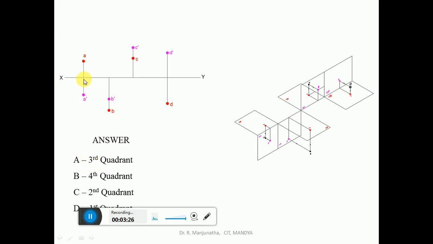Similarly, consider any distance with respect to the projector A and draw a vertical projector. Since he says in point capital B the front and top view is below xy line, obviously B dash and B can be any distance with respect to the xy line. This lies in fourth quadrant, because in fourth quadrant both VP and HP will be below xy line, so B dash and B will be below xy line. So B lies in fourth quadrant.